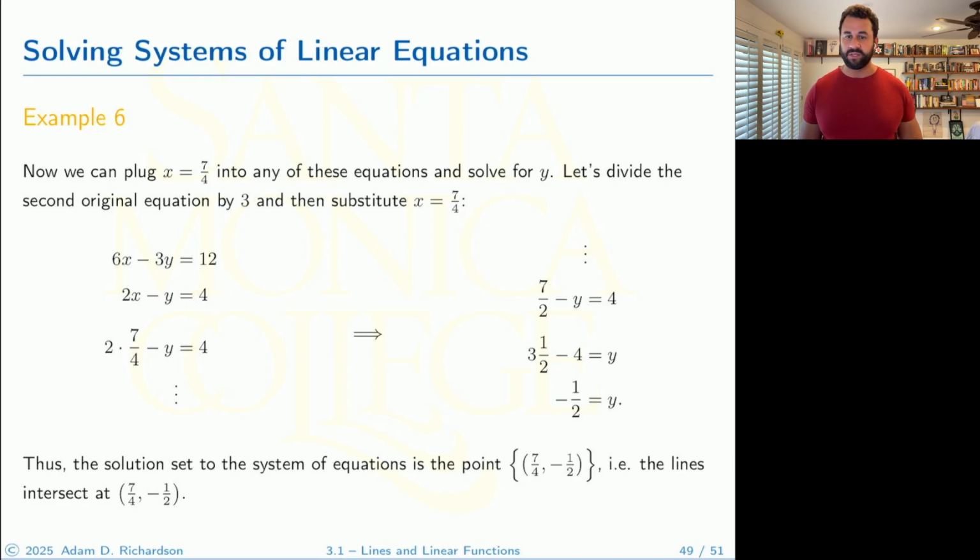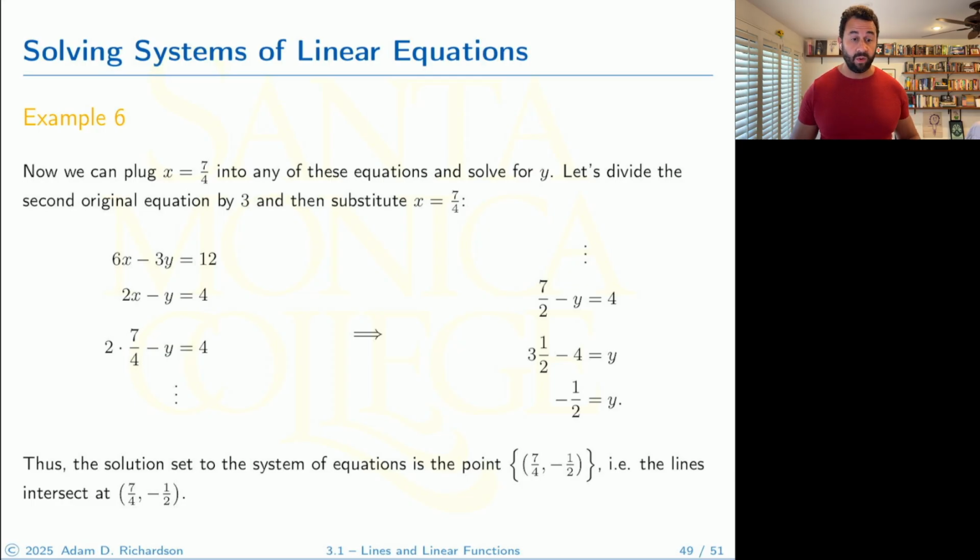Now I'm going to substitute x. So x equals 7/4. And now I just simplify and solve for y. So simplify this. 7/2 minus y equals 4. 7/2 is 3.5. Makes it a little easier for me to work with. I'm going to subtract 4 and add y. So 3.5 minus 4, that's -0.5. And y is y. So now we got the y coordinate. Y equals -1/2. All right.